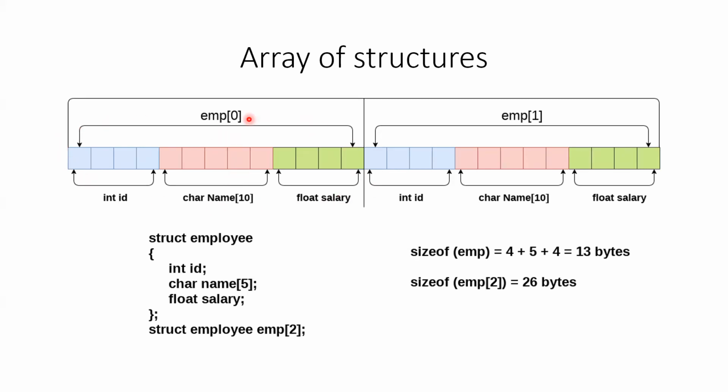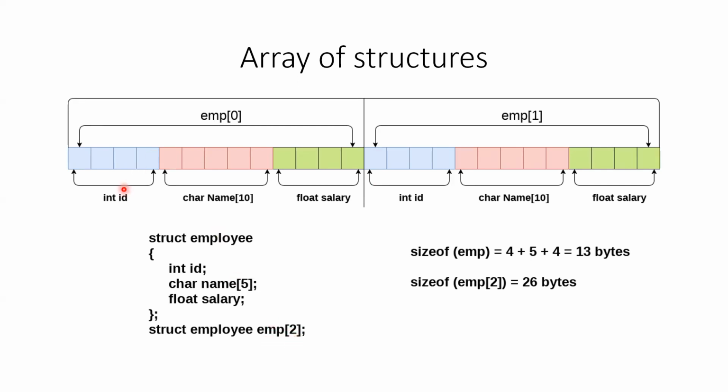First, let us look at a single structure. Consider this employee structure, struct employee, for holding employee details. What does it contain? It contains an ID of integer type, a string name, and salary of the float data type. Here we are creating an array of structures of size 2, meaning we are allocating memory for two structures in a sequential manner. So we define struct employee, which is the data type of the array, and emp is the name of the array, and the size is 2.